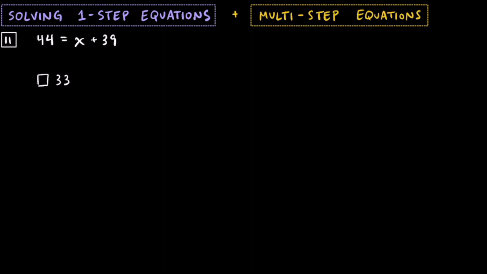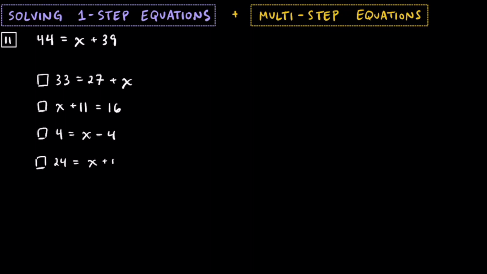So for this first one, we're going to say 33 is equal to 27 plus x, okay? And then another option here, let's say we have x plus 11 is going to be equal to 16. For a third option here, let's say that 4 is equal to x minus 4. For a fourth option, let's go ahead and see. We have 24 is equal to x plus 19.